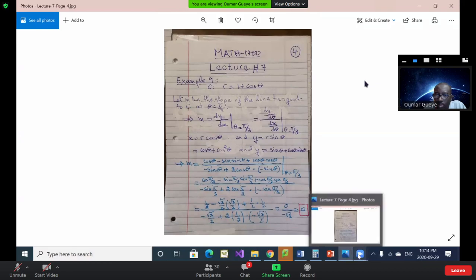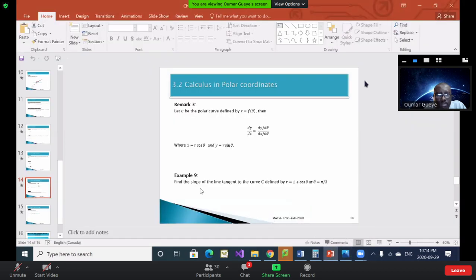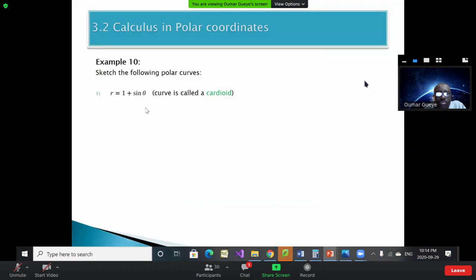So now we're ready to see how to sketch the curve of a polar equation. I'm going to sketch these two curves. All right, first example, we have r equal to 1 plus sine of theta. So we're going to sketch it.